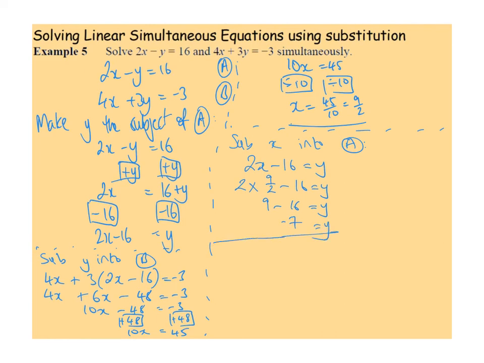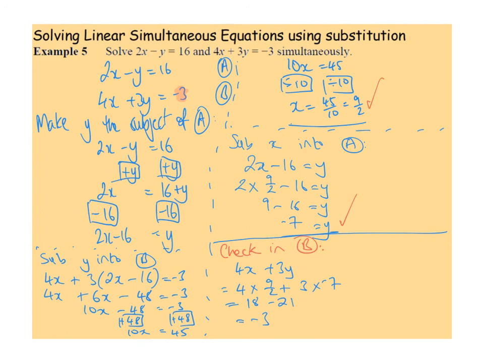And now that I've got solutions for x and y, I can check both of them in B. And so that gives me 4x add 3y, which is 4 multiplied by 9 halves, add 3 multiplied by -7, which is 18 subtract 21, which is -3, and -3 was exactly what I was aiming for, which tells me that 9 halves and -7 were correct, and so I can finally write down that x equals 9 halves, y equals -7 is my solution.